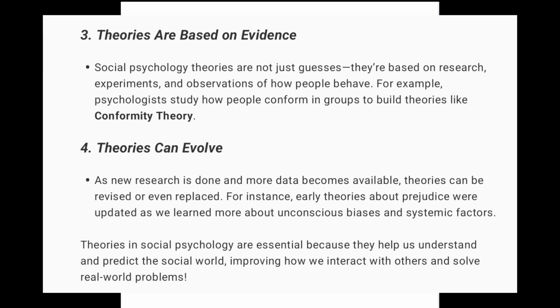And number 4, theories can evolve. As new research is done and more data becomes available, theories can be revised or even replaced. For instance, early theories about prejudice were updated as we learn more about unconscious bias and systemic factors. Theories in social psychology are essential because they help us to understand and predict the social world, improving how we interact with others and solve real-world problems.